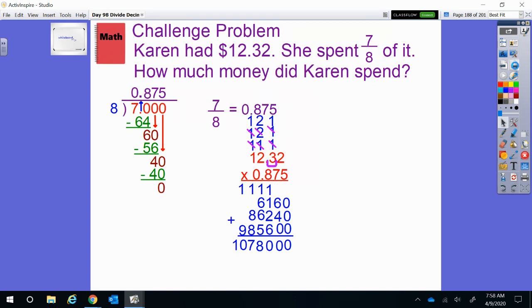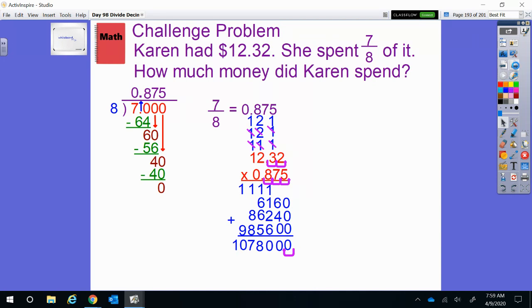1, 2, 3, 4, 5. Do you agree? 5 times, right? We all agree? Thumbs up? Good. 5 times. Got it. So now let's continue. Now we got to move it 5 times the opposite way with this number.